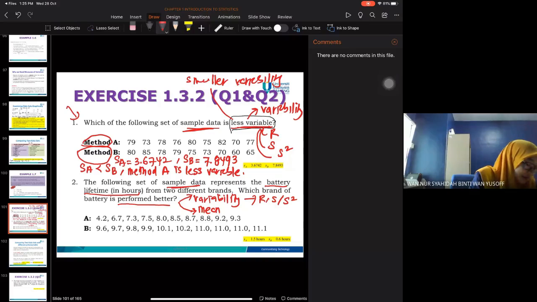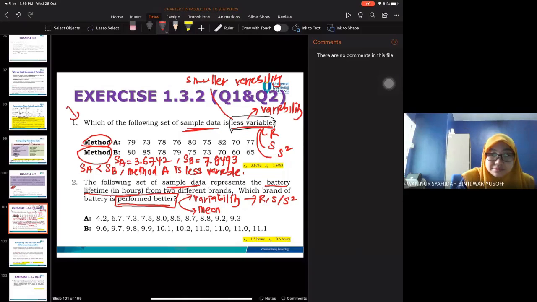Okay, the keyword here is perform better. You can go to reliability, because by using reliability we can know which one is better, and also the mean. So what mean do we need so that the battery performs better? Do we need a larger mean or a smaller mean? Probably it should be a larger mean.